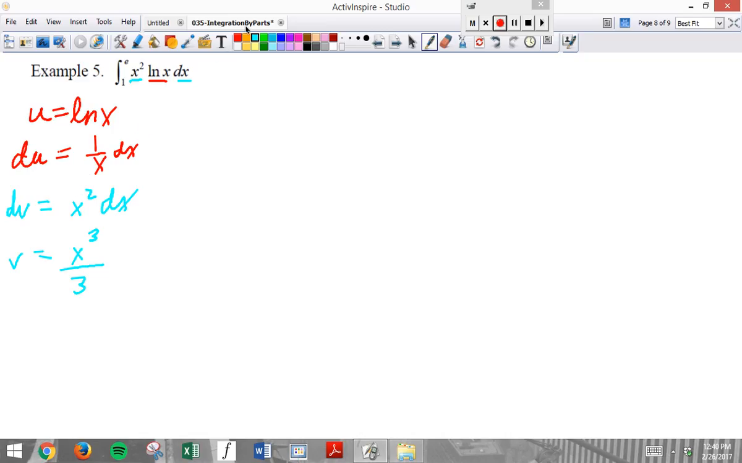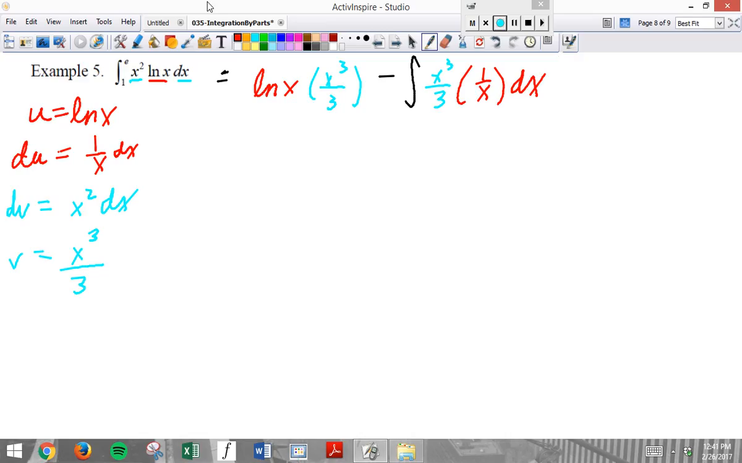All right. U times v minus integral v times u. And we are simplifying. Oh, bounds. There are two ways to write bounds here. Two good ways to write bounds.